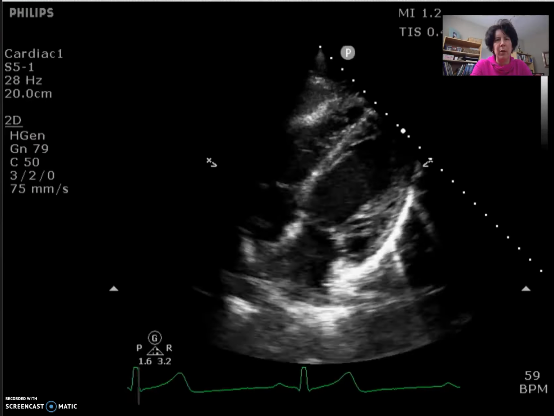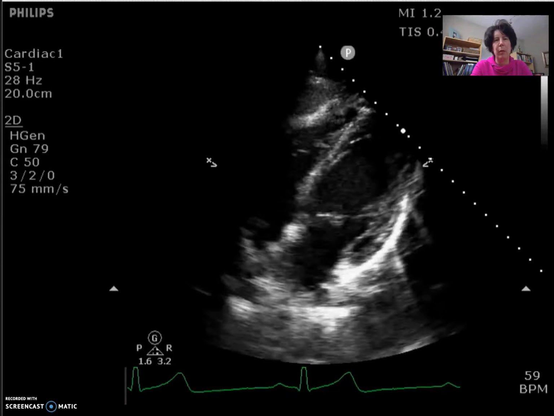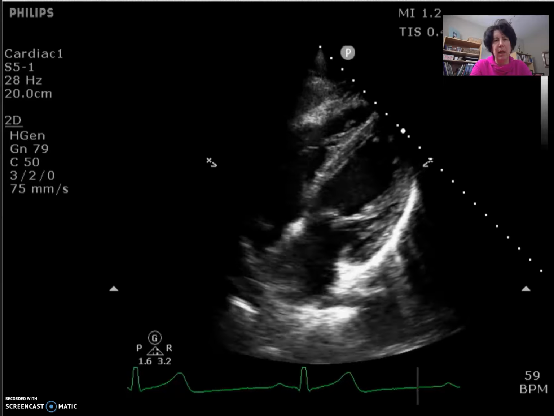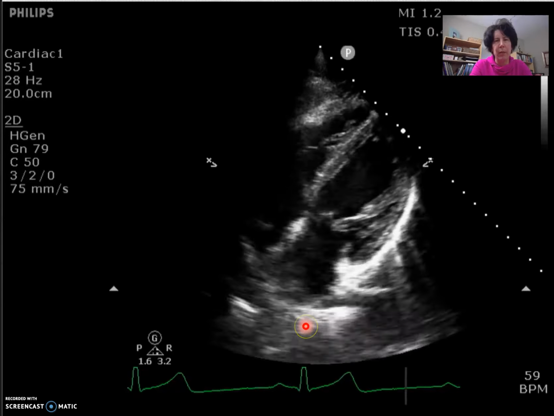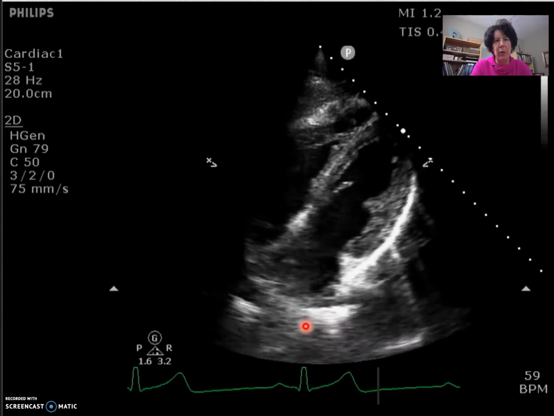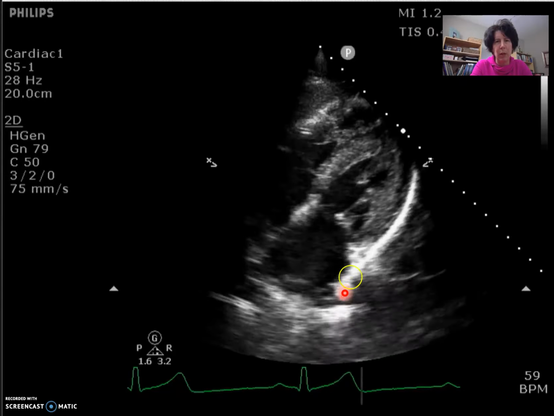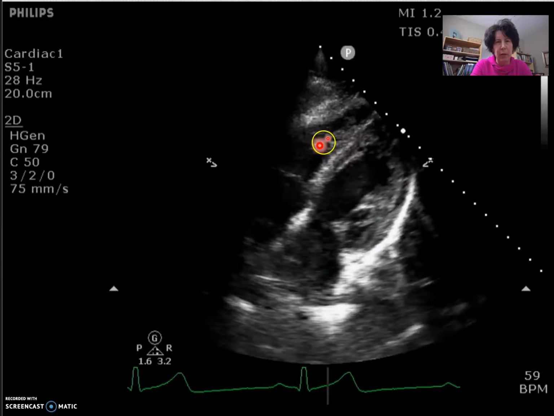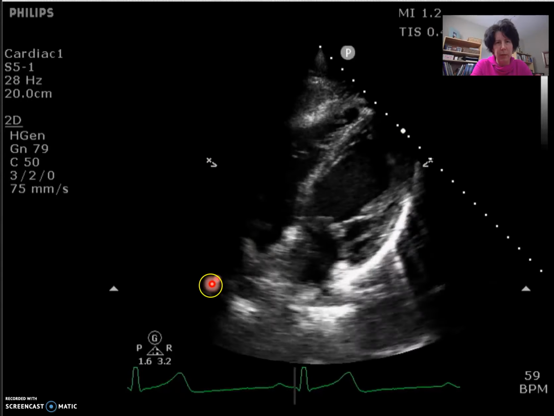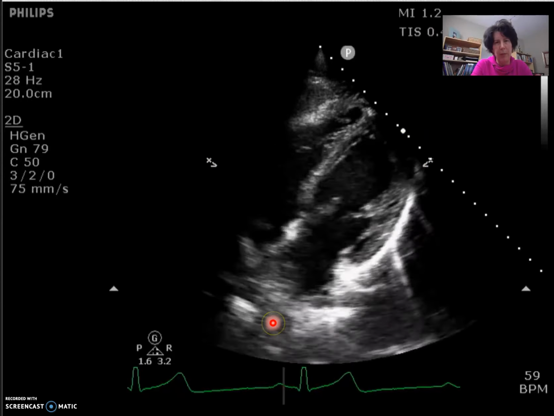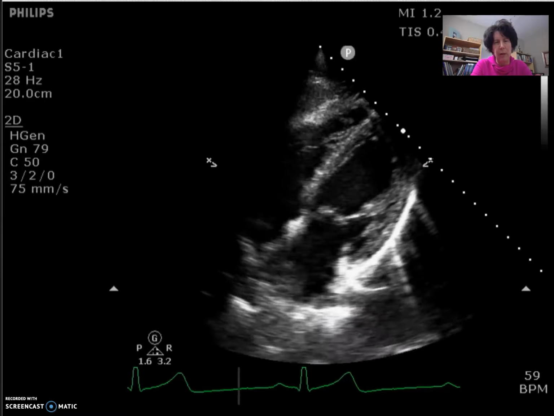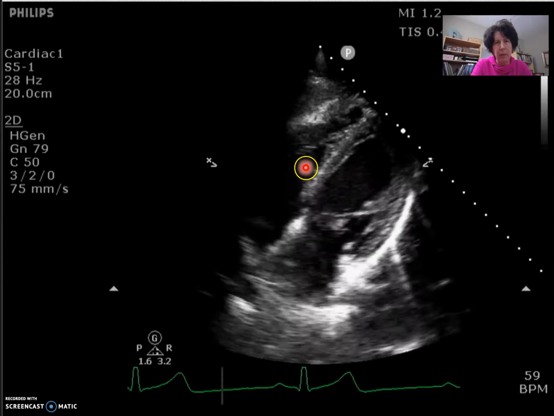This first image, as you can probably see, those of you who have done a little bit of scanning, is a subcostal image. And this is a very well done subcostal image. We can see the left atrium, the right atrium, the right ventricle, and the left ventricle, and a very nice interatrial septum. So that is ideally what you would like to see with the subcostal view.